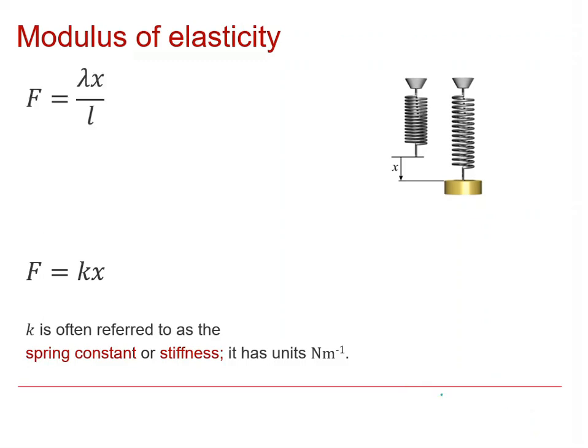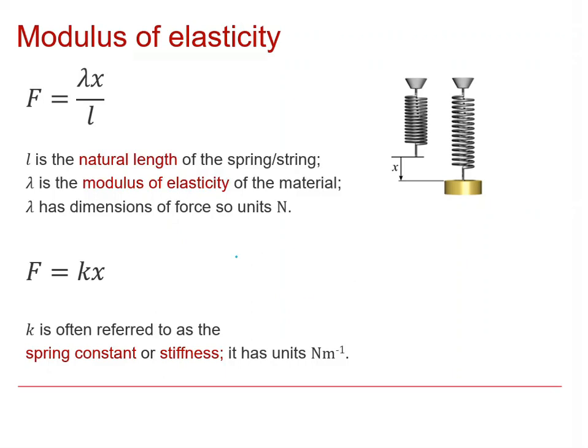On the other hand, the more complex model, the one we shall use more usually, is the one which involves the modulus of elasticity, lambda. So instead of k, you've got lambda over L. L is the natural length of the string or spring, measured in metres of course. Lambda is the modulus of elasticity of the material. So if you get a spring that's twice as long but otherwise identical construction and materials, you'll get the same lambda. And lambda has dimensions of force, so its units are just newtons.